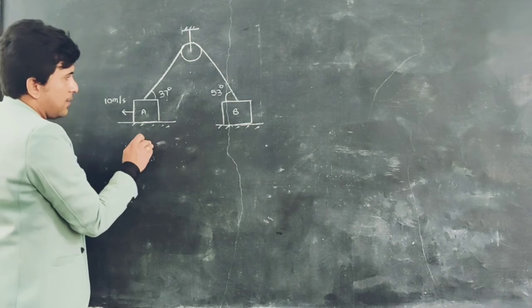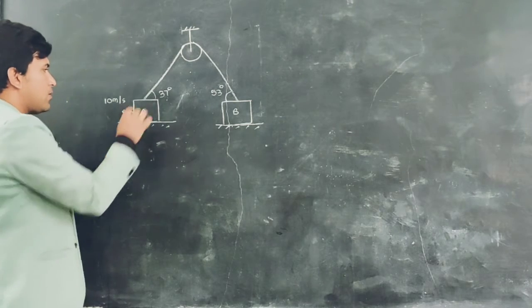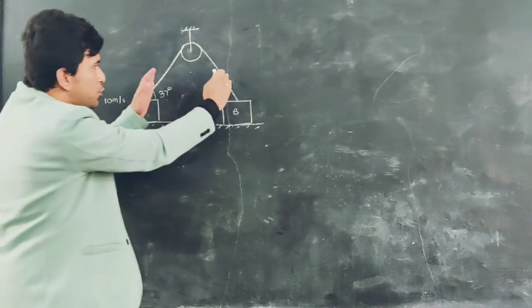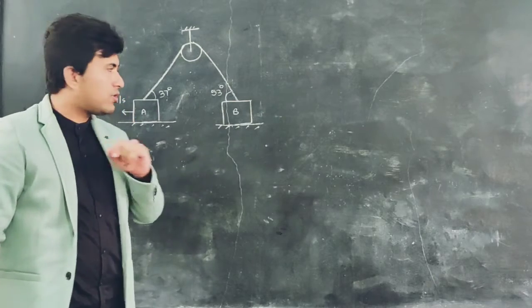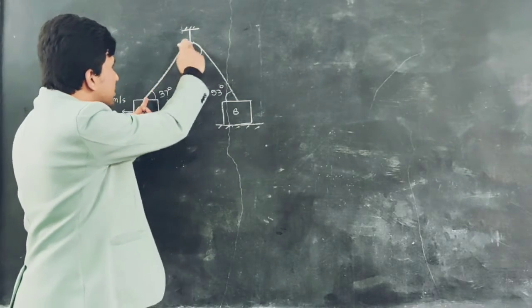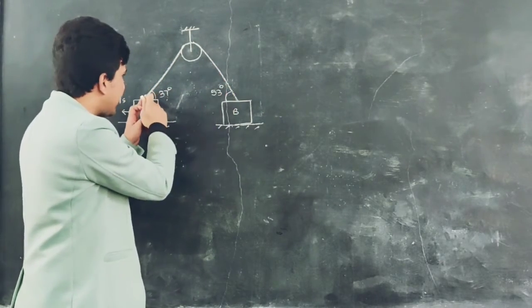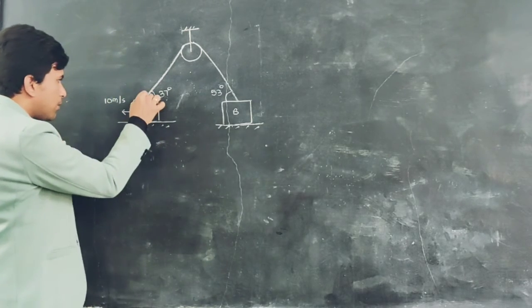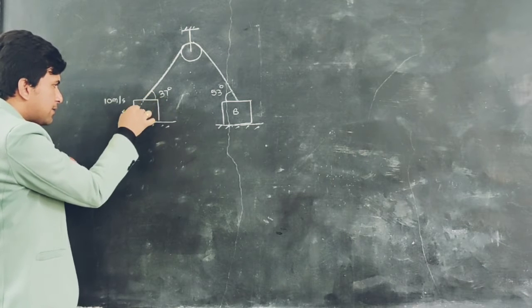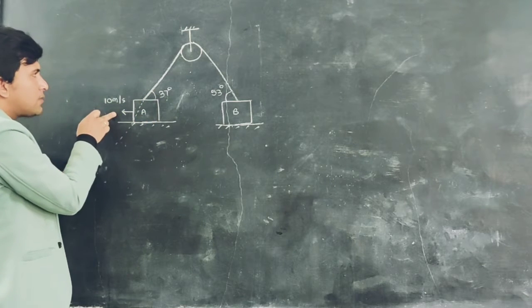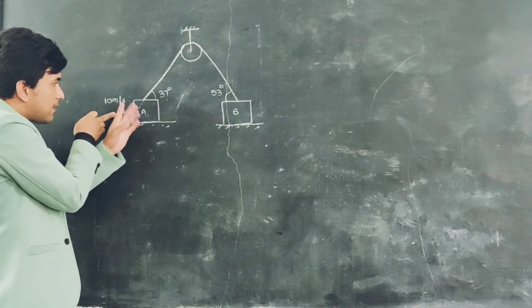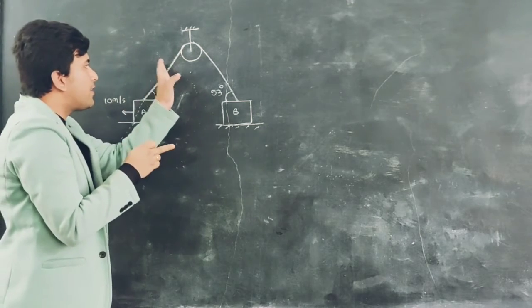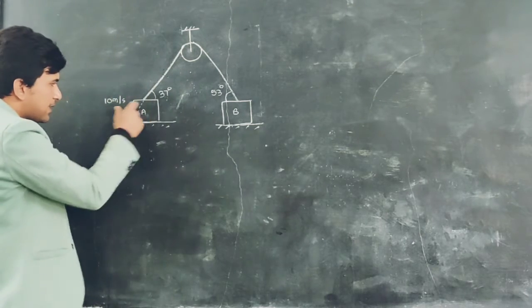Now listen. What is the concept? Velocity. The string should not stretch. If the string should not stretch, the velocity along the string should remain the same. The only connecting part between this block and this block is the velocity along the string. What you do? This 10 meter per second is not the velocity responsible for the velocity along the string. 10 meter per second is the velocity of this block.